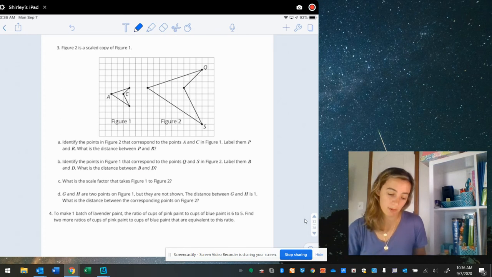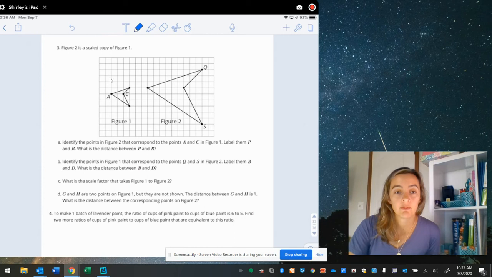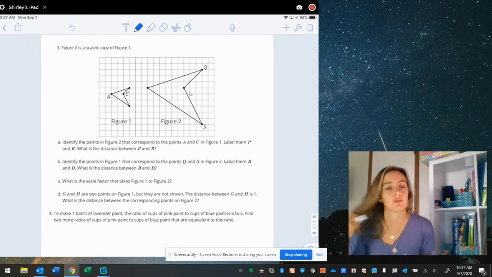Okay, going over question number 3. Figure 2 is a scaled copy of figure 1. So here's my original. I'm scaling it here. I can see it's getting larger, so I know that information.